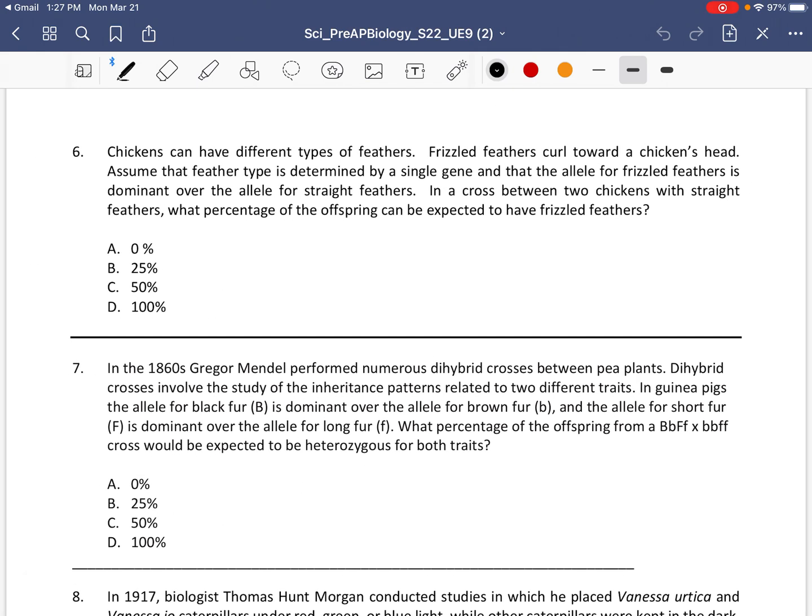Question 6. Chickens can have different types of feathers. Frizzled feathers curl towards a chicken's head. Assume that feather type is determined by a single gene and that the allele for frizzled feathers is dominant over the allele for straight feathers. In a cross between two chickens with straight feathers, what percentage of the offspring can be expected to have frizzled feathers? A, 0%, B, 25%, C, 50%, D, 100%.